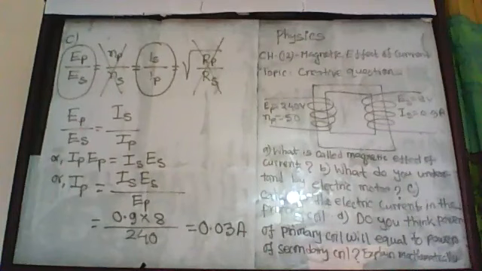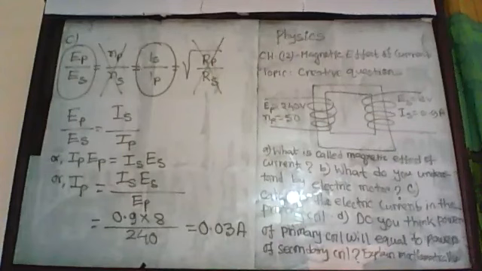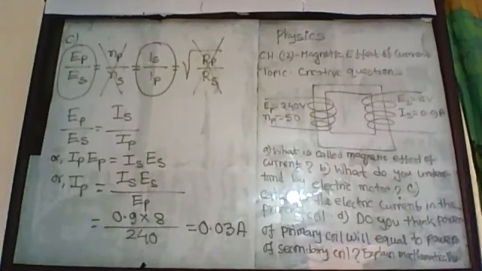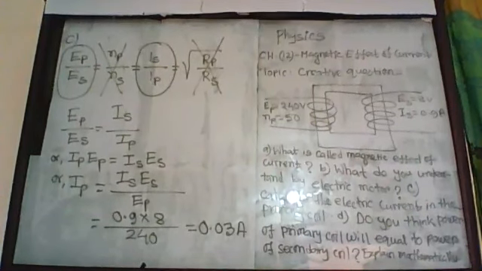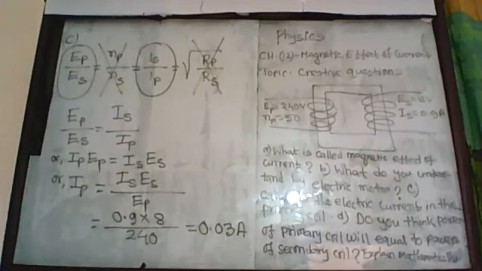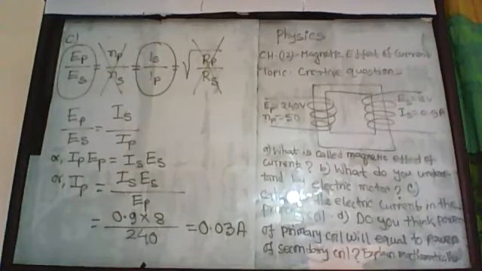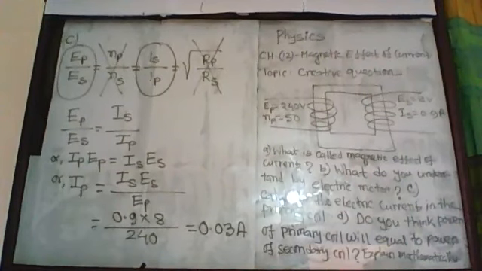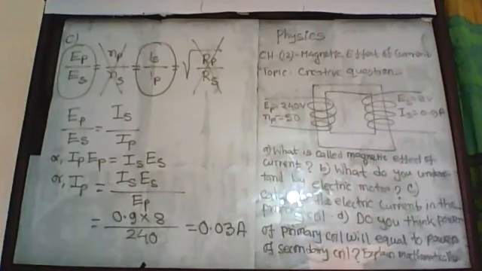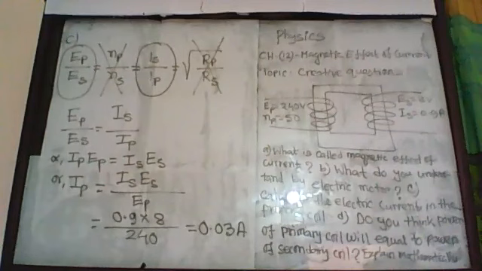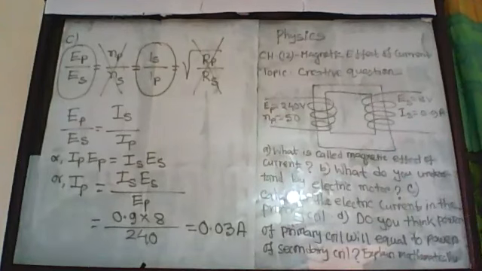Now, in question number D, do you think the electric power of the primary coil will equal the electric power of the secondary coil? Now, I'm going to show that for a transformer, the electric power for the primary coil will equal the electric power for the secondary coil. So let's start our journey.